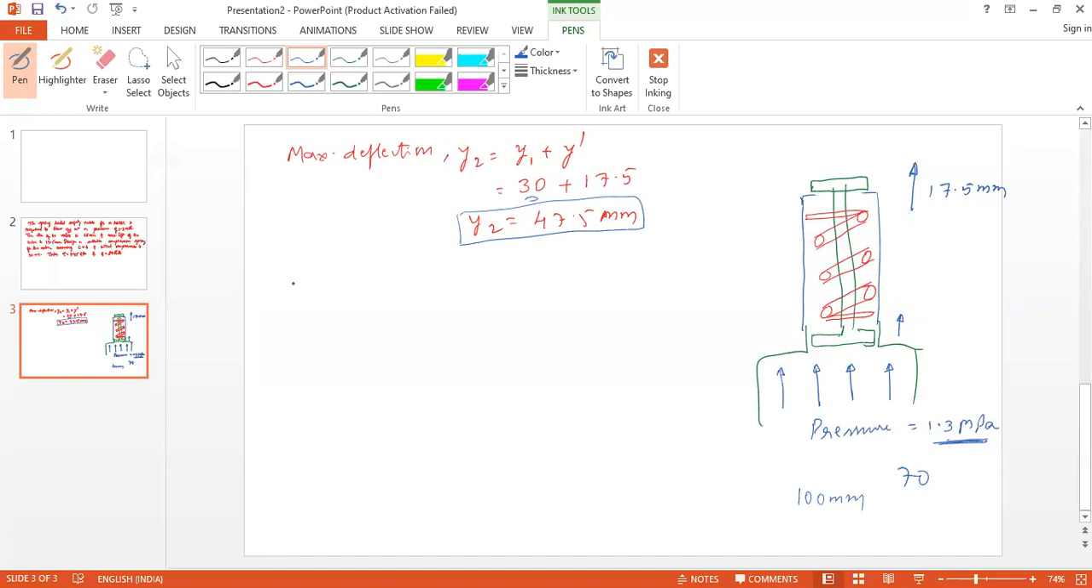So for F1, Y1 will be there, and for F2, Y2. So what is F1 and F2? We know this Y1 is 30 mm and Y2 is 47.5 mm. What is F1?